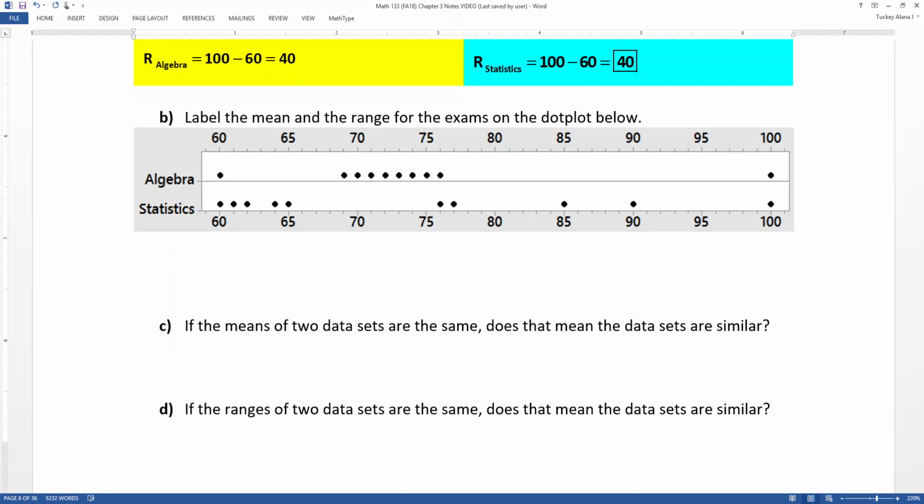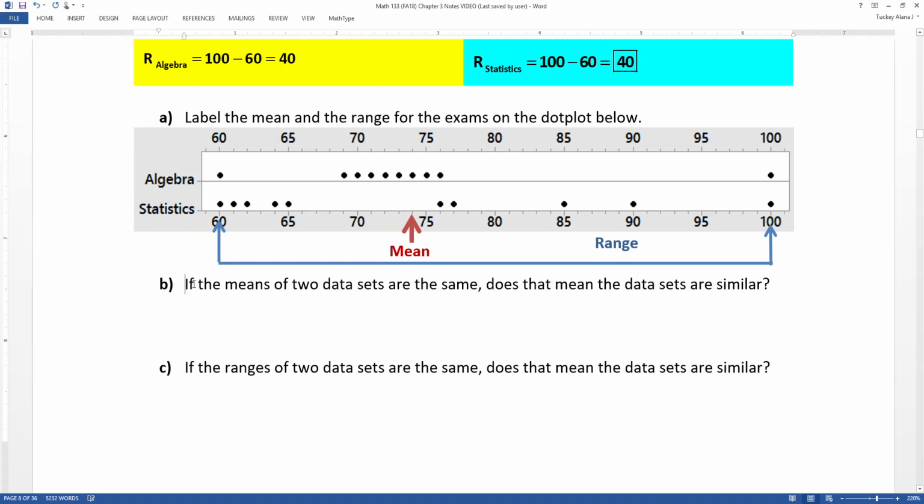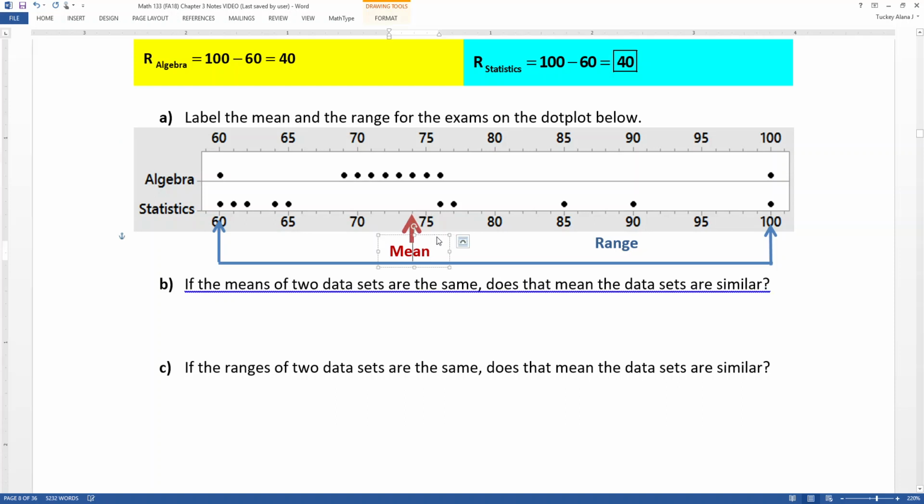So they want us to label the mean and the range. So I'm going to do that. Right here. And there we have it. So the mean is where that red arrow is, right here. So that's the mean right here. And the range is the distance from the lowest to the highest. Now you'll notice it's actually the same value for both of these data sets.